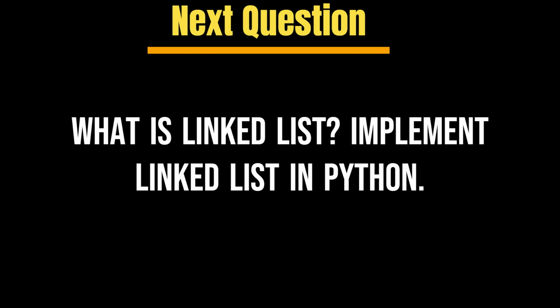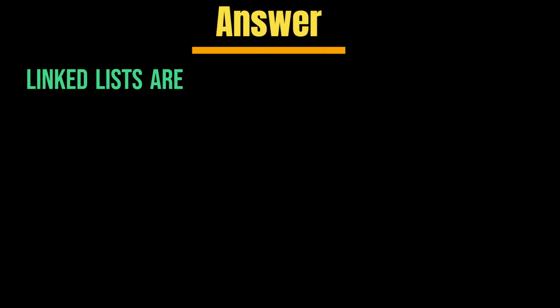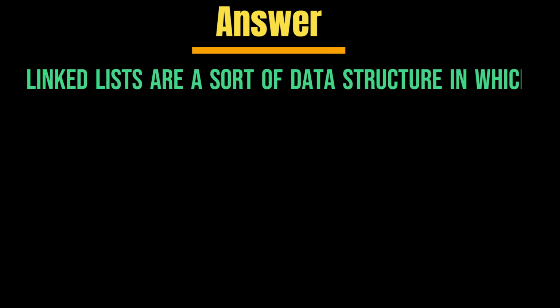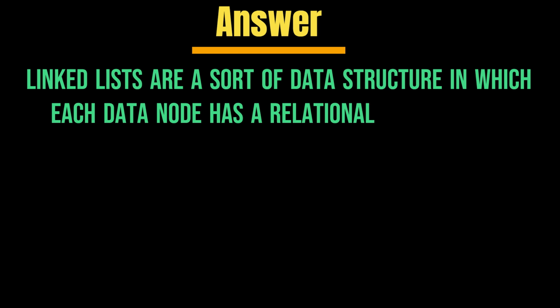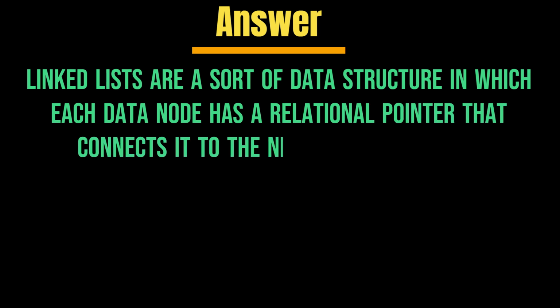Next question, what is a linked list? Implement a linked list in Python. Answer. Linked lists are a sort of data structure in which each data node has a relational pointer that connects it to the next node in the list.